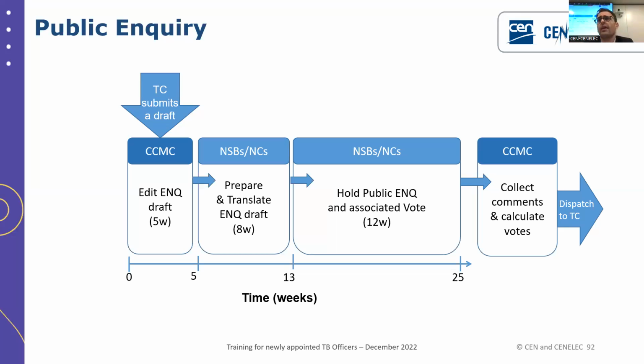Afterwards, because the standards are normally drafted in English, but the official languages in CEN are English, French, and German, after this process we will request our members in France and Germany to translate the documents into French and German. They have 8 weeks to do that. And after the 8 weeks, we will launch the public inquiry that has a duration of 12 weeks.